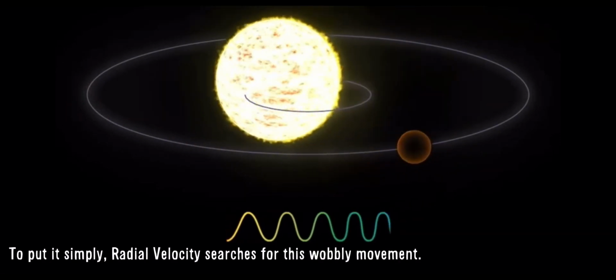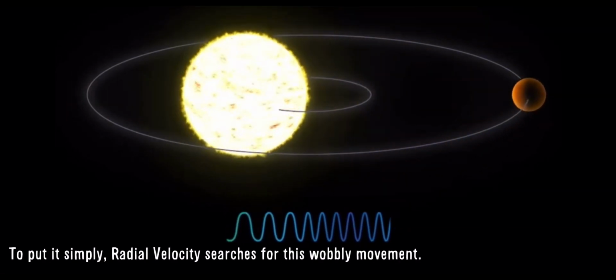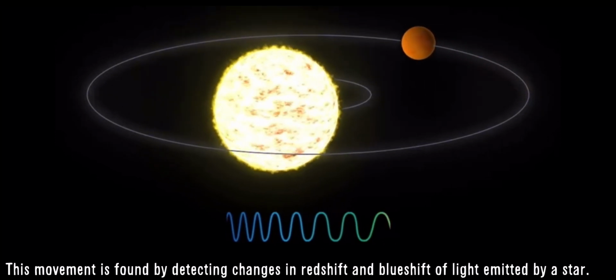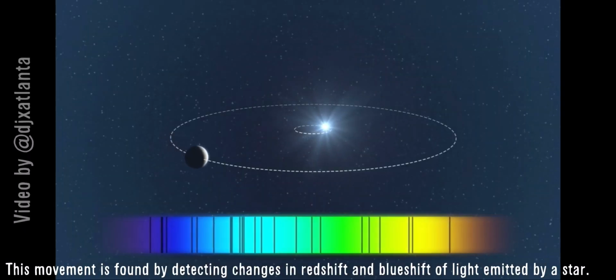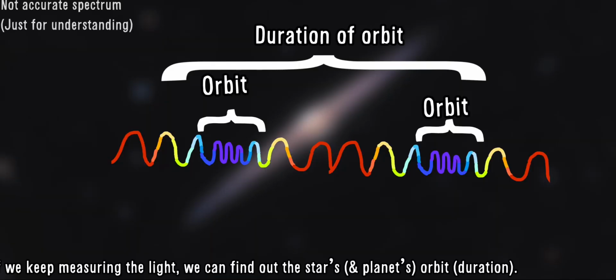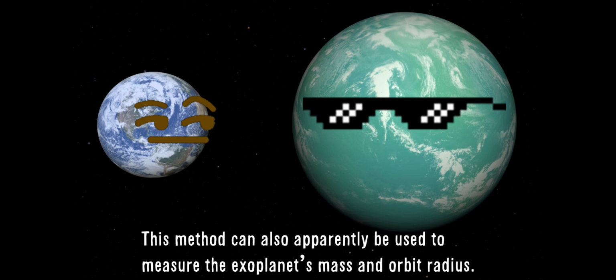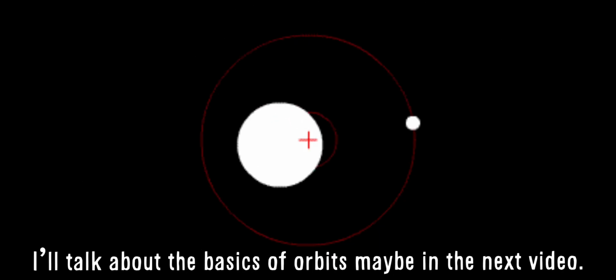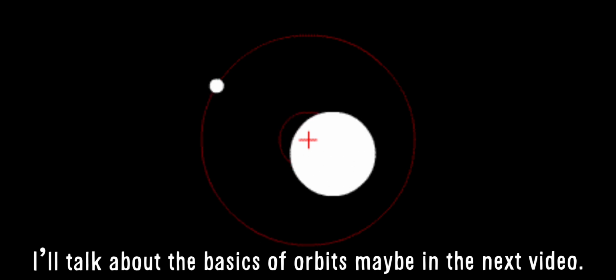To put it simply, radial velocity searches for this wobbly movement. This movement is found by detecting changes in redshift and blue shift of light emitted by a star. If we keep measuring the light, we can find out the star's orbit. This method can also apparently be used to measure the exoplanet's mass and orbit radius. I'll talk about the basics of orbits maybe in the next video.